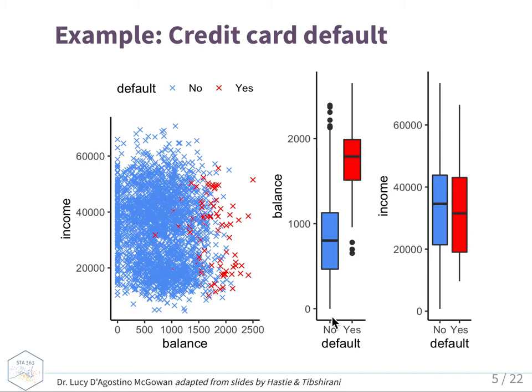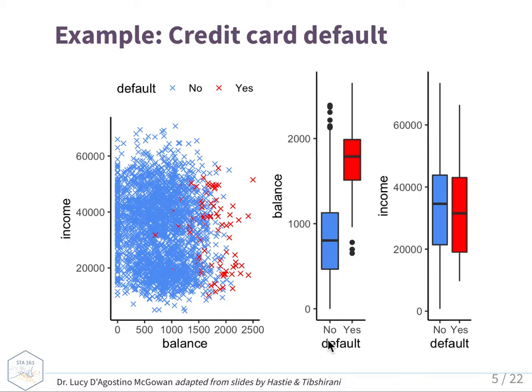Okay, so here's an example. We've got some credit card default data. And so here on my x-axis, I have balance. On my y-axis, I have an individual's income. And then I've drawn little x's to indicate if they default or not. There's a blue x for the folks that do not default on their credit cards, and a red x for those that do. And so just looking at this data, we can see that there is probably some relationship between these variables. It looks like people with higher credit card balances are more likely to default, for example.